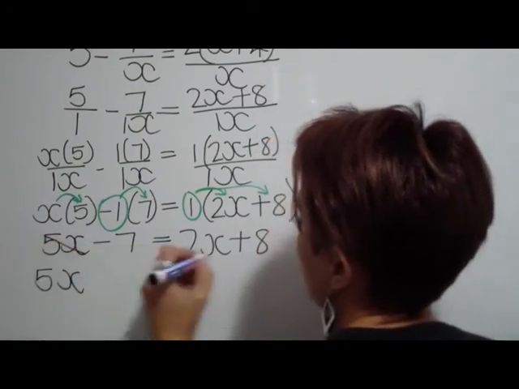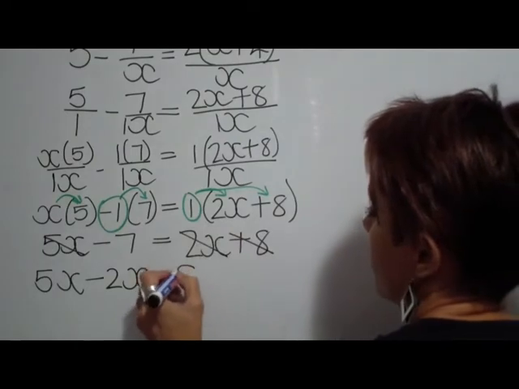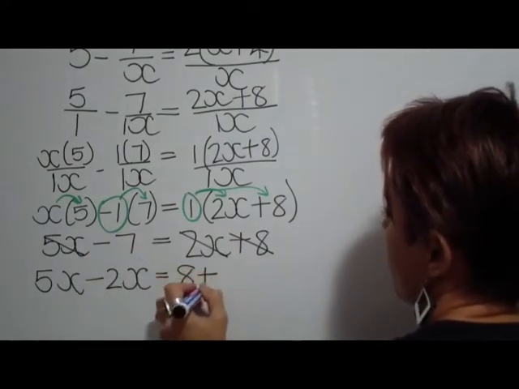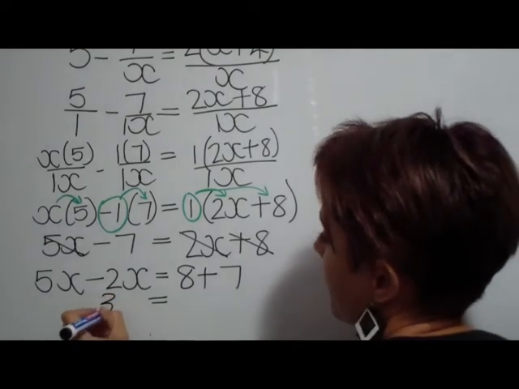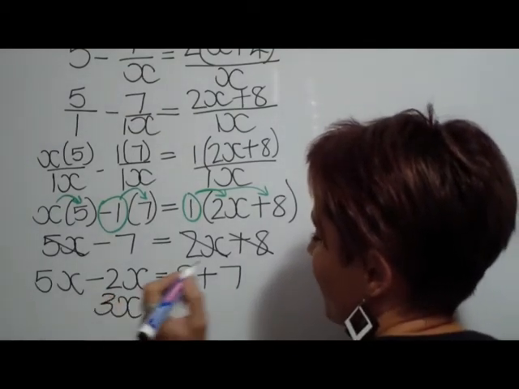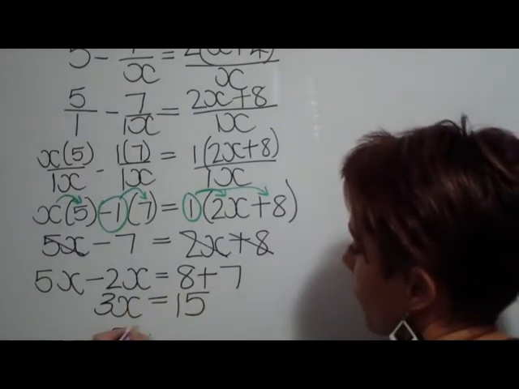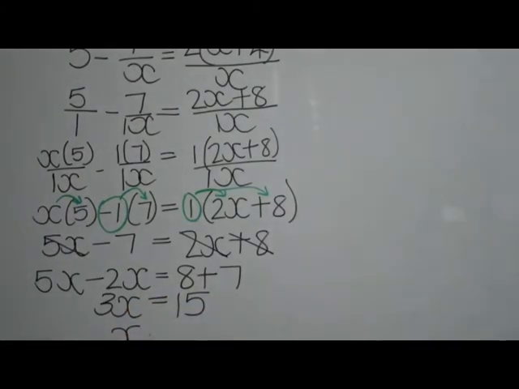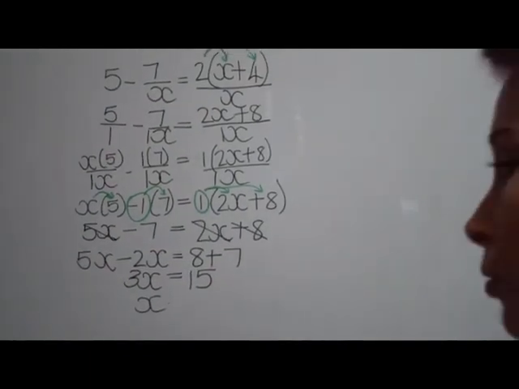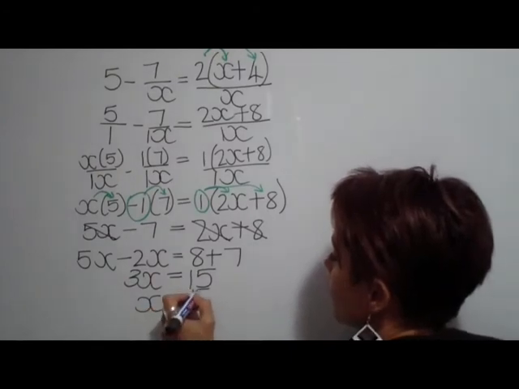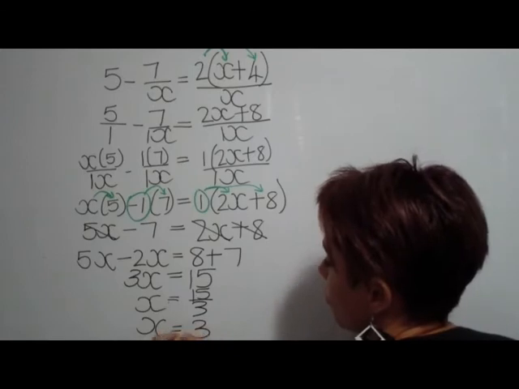5x minus 2x is 8 minus 7 plus 7. 3x minus 2x, excuse, 5x minus 2x is 3x. 8 plus 7 is 15. Beautiful. And x is therefore, let me just zoom out a little bit. X is therefore equal to 15 divided by 3, and x is equal to 3.